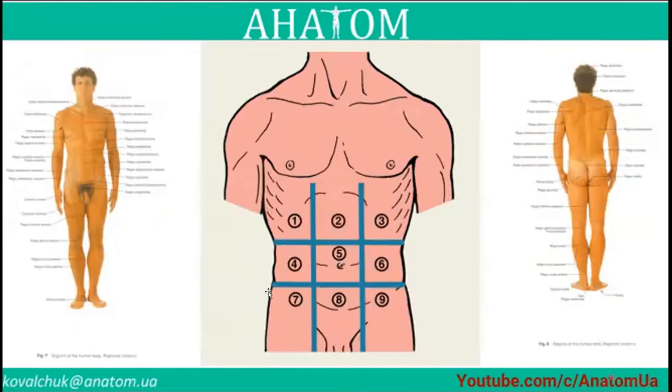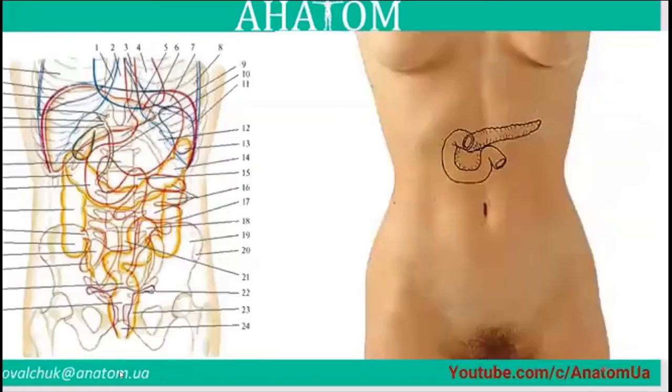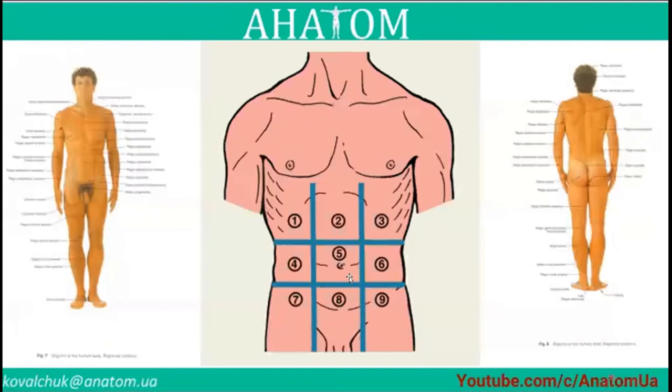Next, seven, eight, and nine: the hypogastrium and near the pubic bone. Here it's the pubic region. Seven and nine is an especially named region, the inguinal region, inguinal because the inguinal ligament is present here, right and left. And this is the nine regions of the anterior abdominal wall.